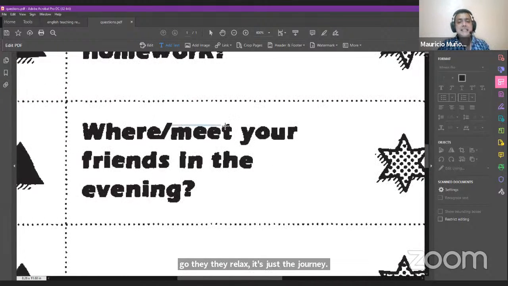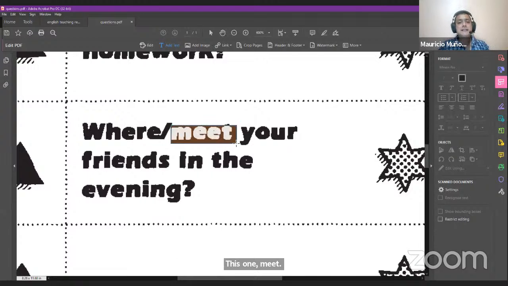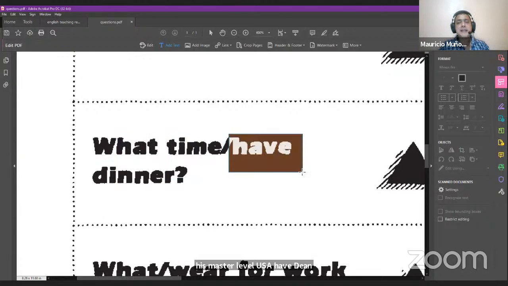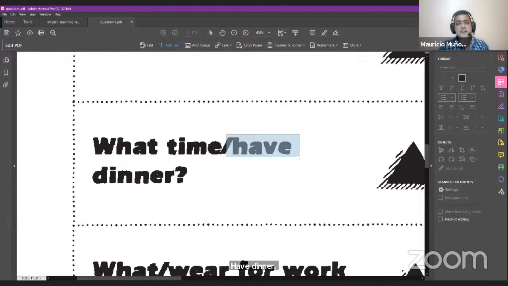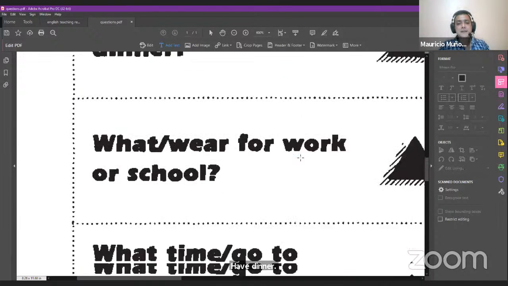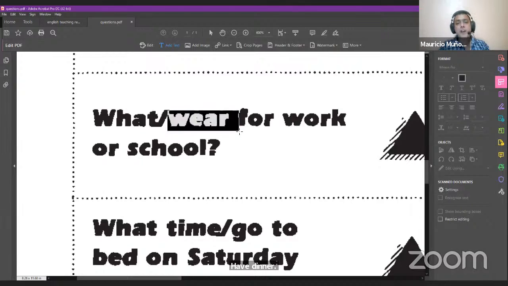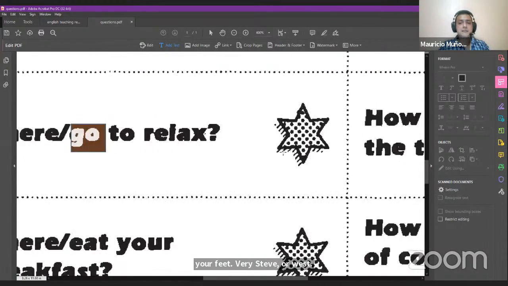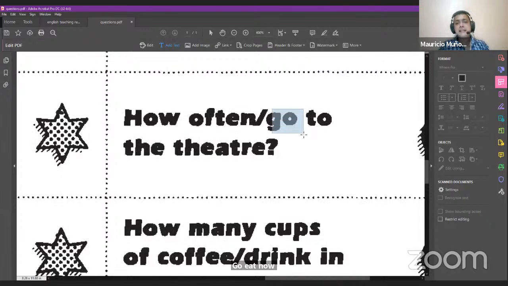This one, meet, conocer o encontrarse. This one, una vez más toda la frase. Have dinner, merendar. Ok, una vez más acá el verbo wear, que significa vestir o llevar puesto. Go, ir. Una vez más acá, ir, go.